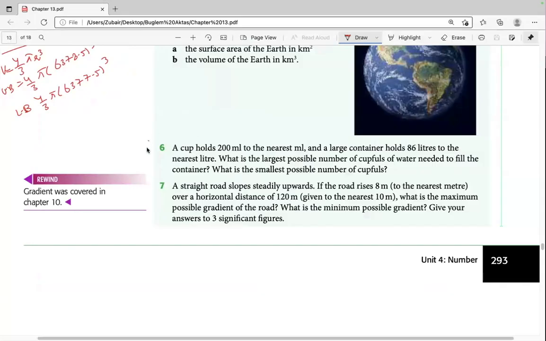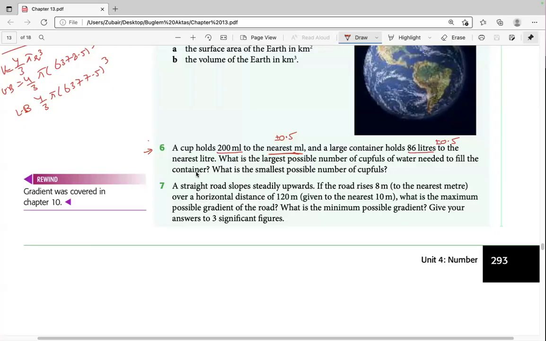Okay. Question number 6. A cup holds 200 ml to the nearest ml, so plus minus 0.5. And a large container holds 86 liters to the nearest liter, still plus minus 0.5. But be careful, this is milliliters and that is liters. What is the largest possible number of cupfuls of water needed to fill the container?